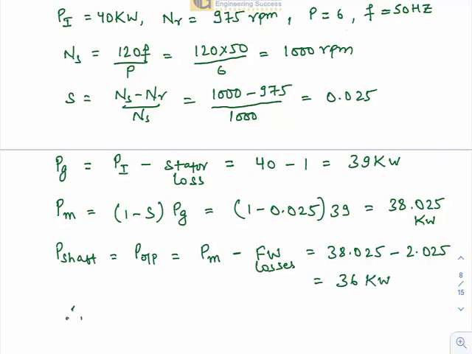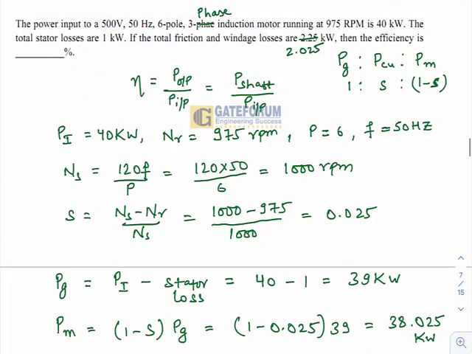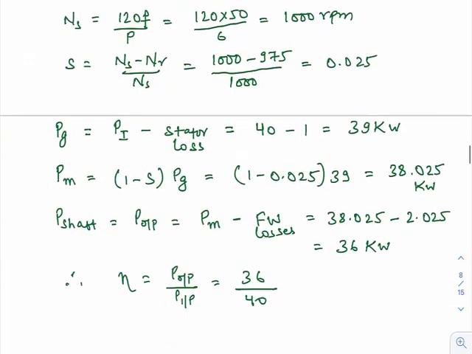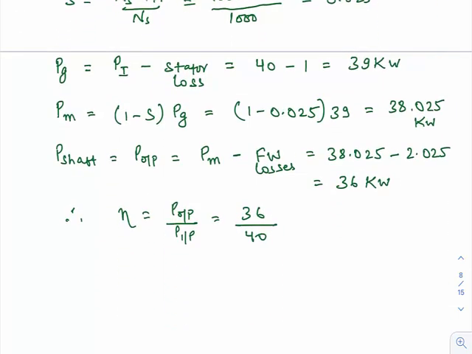okay. Therefore you can find the efficiency would come out to be P output by P input. Output power you got as 36 and the input power was given to you as 40 kilowatt, okay, this is the input power given to you. So 36 by 40 would come out to be 0.9. They have asked percentage efficiency, so multiply by 100, you will get 90%.